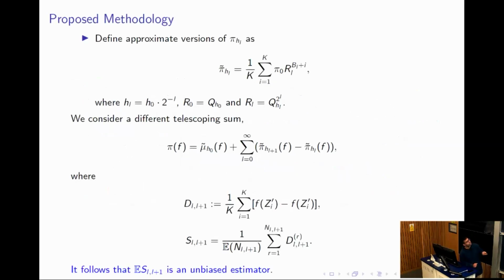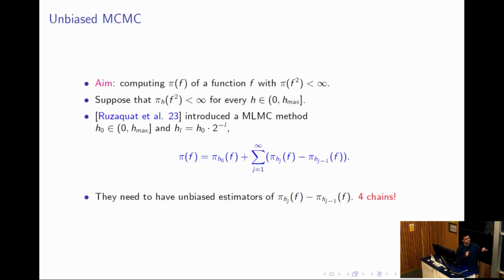And so with this, we define the approximate version of pi h of L given as this. All of the approximations that we consider related to our new telescoping sum are essentially empirical averages. So we consider expectations of f, as you see right here, which are governed by empirical distributions. That is the key difference between this telescoping sum and the previous one.